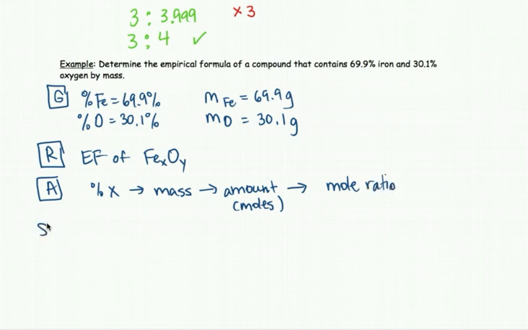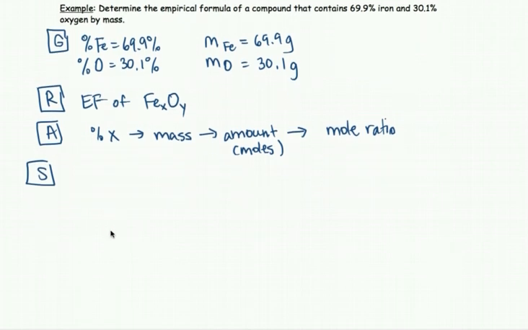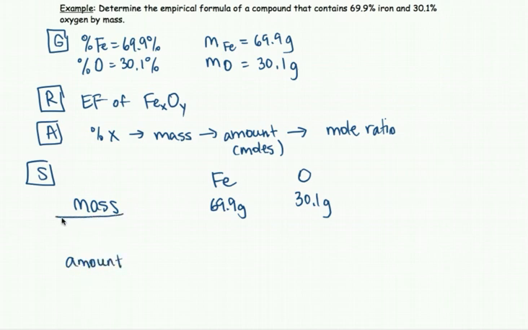Then we can get to the empirical formula. All right, so let's set up our table here. We'll write down the mass amounts, so we have iron and we have oxygen. We need to get to the amount in moles, so we're going to divide by molar mass. So go to your periodic table and figure out the molar mass of iron.